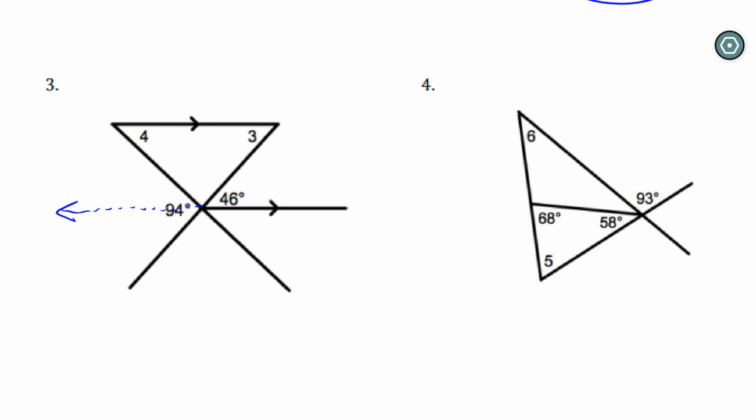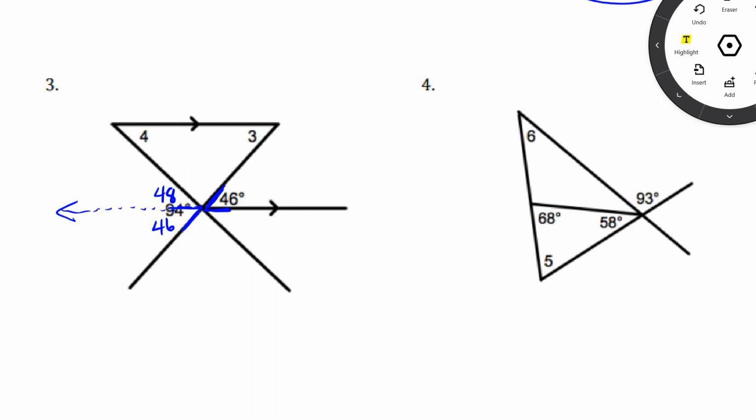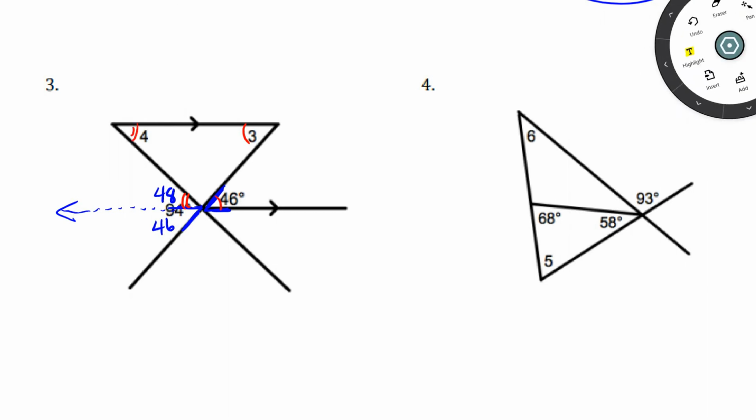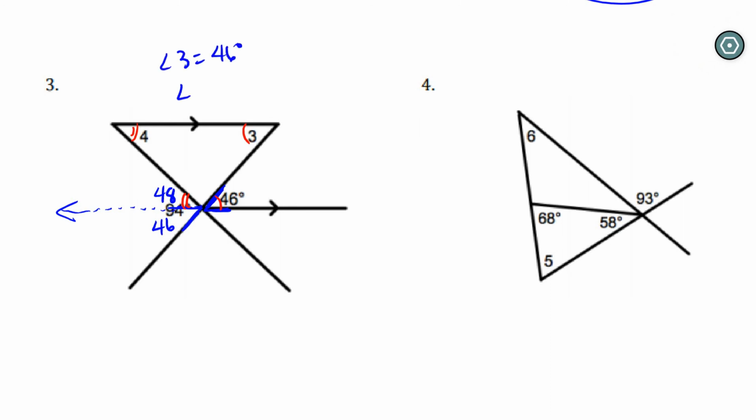But I do know that I see some vertical angles here and here. So this angle down on the bottom is 46. Well, that angle is 46. If I subtract 94 minus 46, that gives me this angle of 48. Then, if we look, we have alternate interior angles here and here. Alternate interior angles we know are equal, so I know that angle 3 is 46 and angle 4 is 48. Look at that, not too bad.